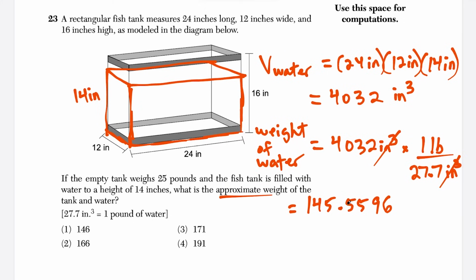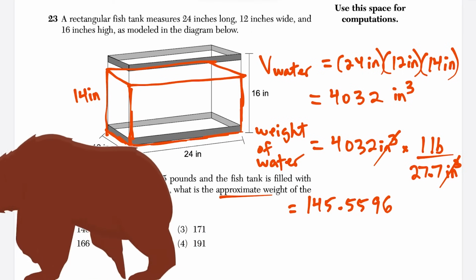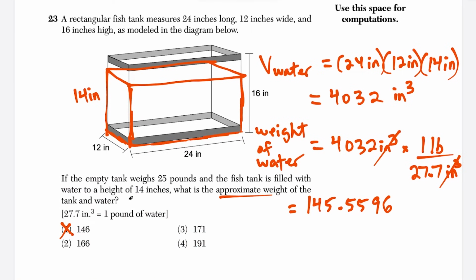But we have to be careful here. It's very tempting to just choose choice 1. But choice 1 is a very dangerous bear trap. They're asking us for the approximate weight of the tank and the water. So we also have to take this value here and do plus 25.